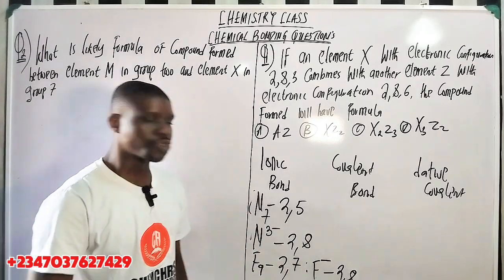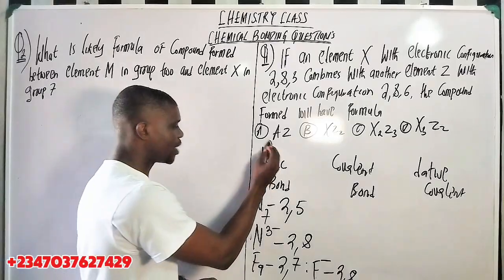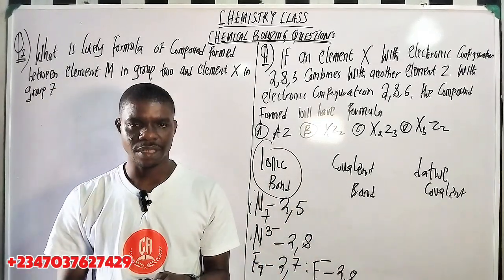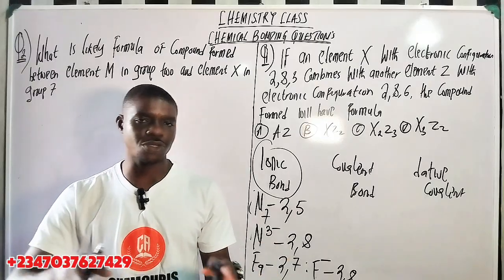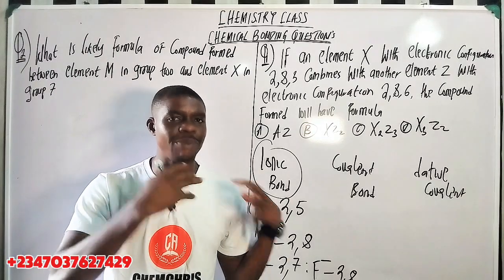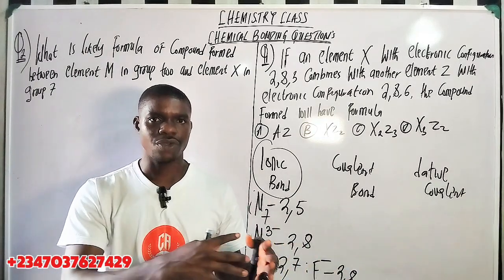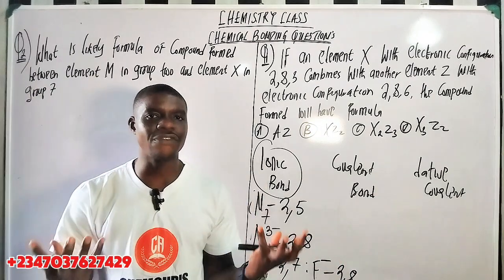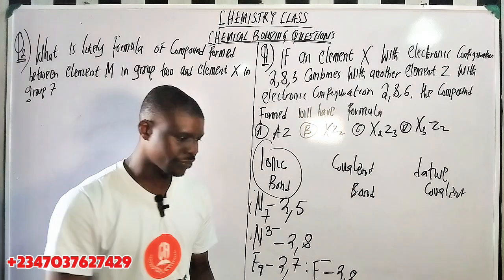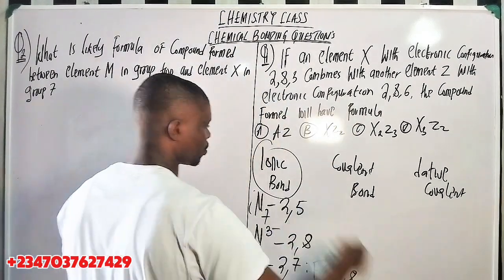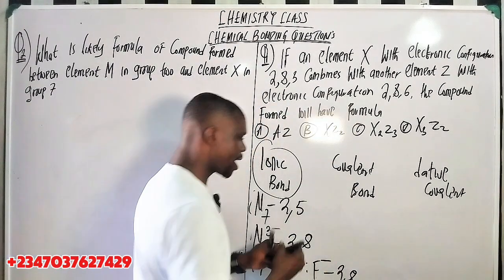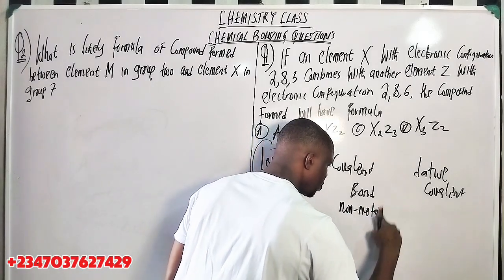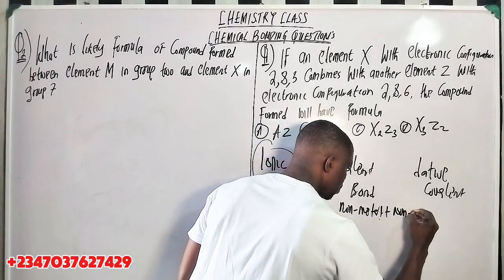So you say that an ionic bond is formed between metal and non-metal. The metal loses the outermost electron, while the non-metal accepts the electron, in order for them to attain the octet. From there, covalent bond is between non-metal and non-metal.